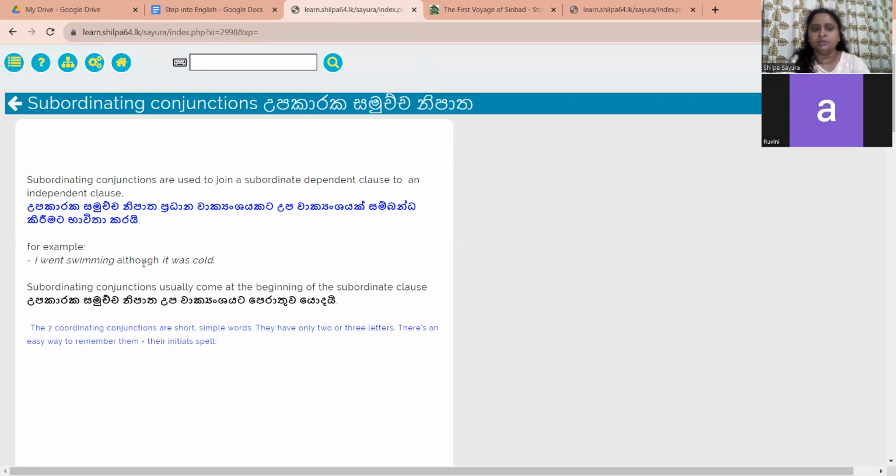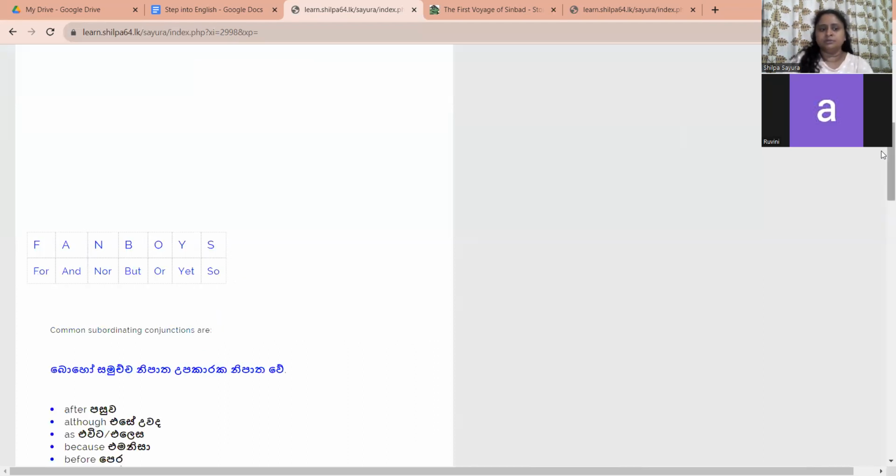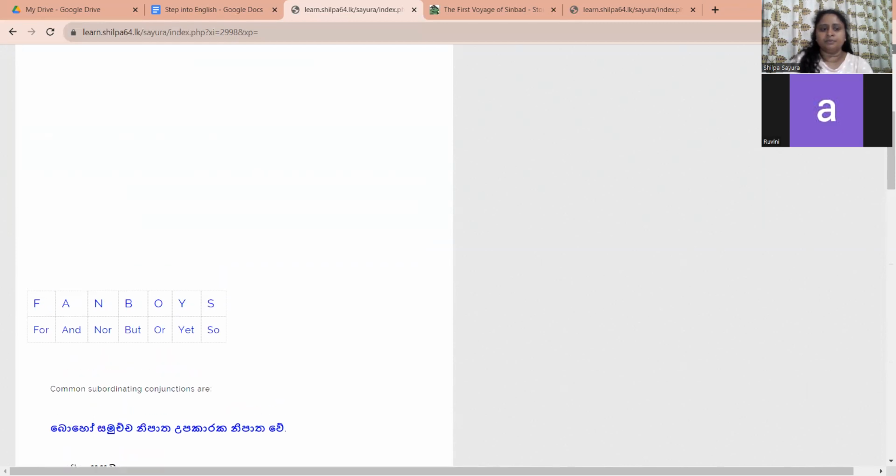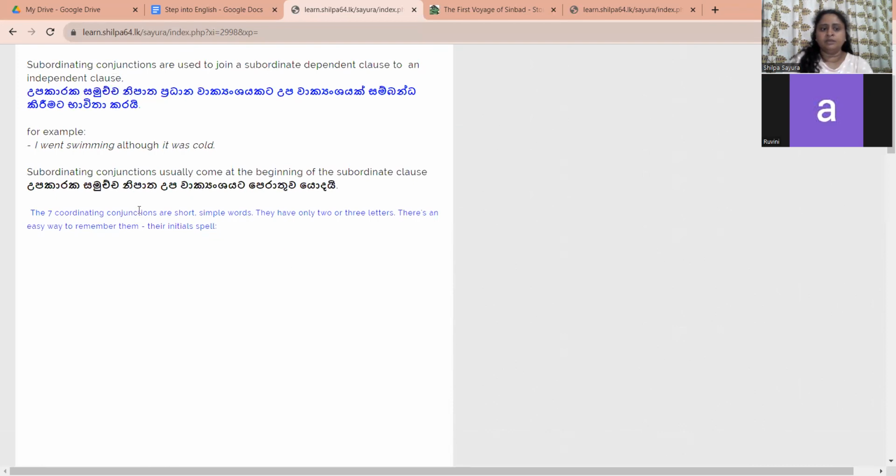Conjunction, subordinate conjunction, right? So here you can see examples for subordinate clause. And here again you can see the 7 coordinating conjunctions are short simple words. So earlier we learnt about short simple words which are coordinating conjunctions.